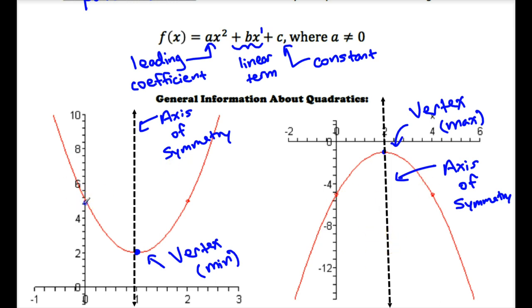But they both have y-intercepts. This graph right here has a y-intercept right here at about 0.5. And then this graph right here also has a y-intercept right about 0, -5 for that one. Okay, so those are just some important parts of graphs that you should be able to identify at this point.